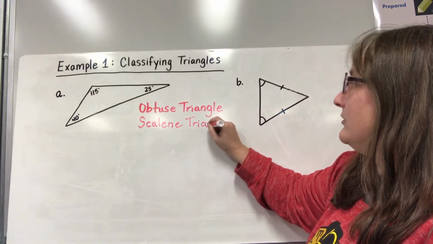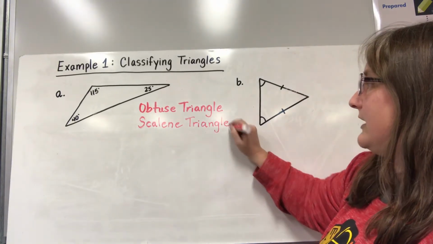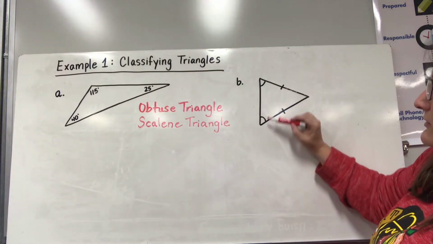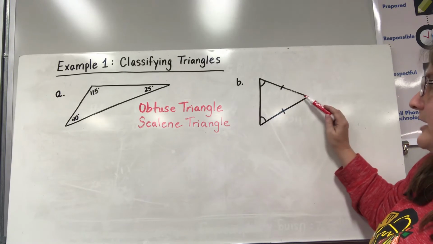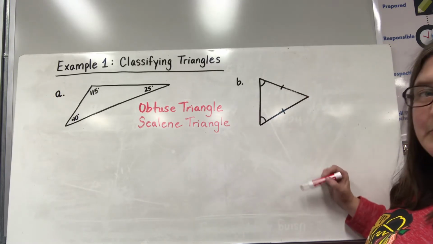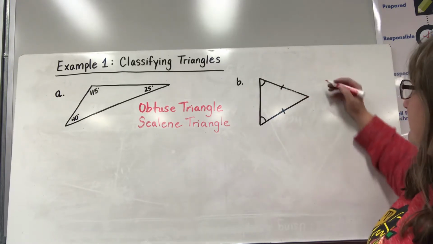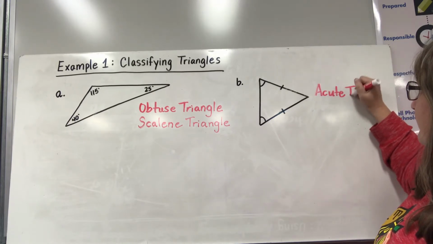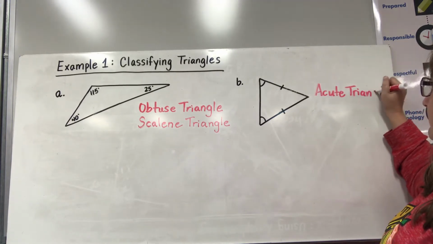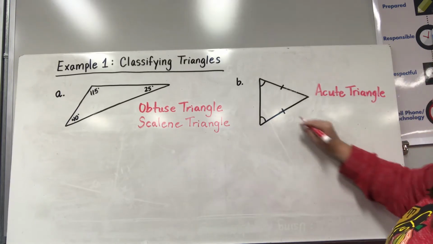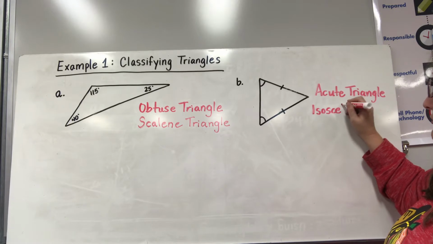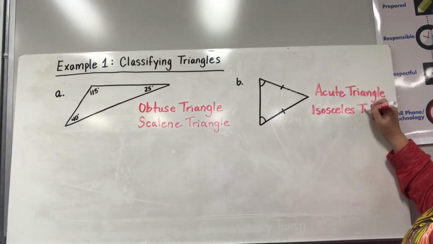So every triangle will have two names when you're classifying it. If I take a look at this one, it has two angles that are the same measure, but not a third. None of them seem to be obtuse or right, so this will be an acute triangle. I do see that two side lengths are the same, so I would classify it as an isosceles triangle according to its sides.